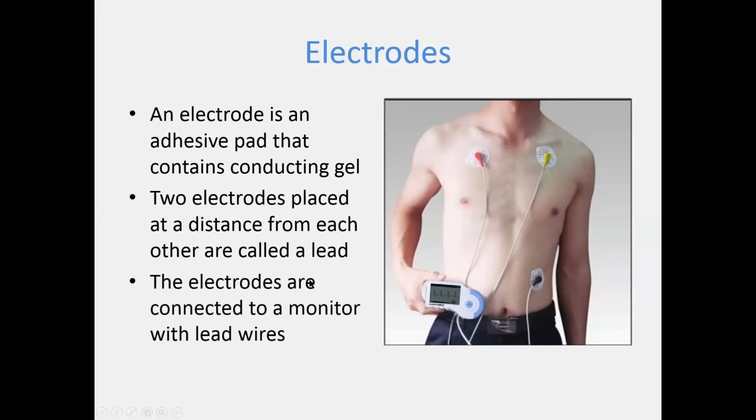And then the electrodes are connected to a monitor with lead wires. This happens to be a portable monitor, often called a Holter monitor. Holter is a brand of a portable monitor. And sometimes it's hooked to a bedside monitor, but you're going to need these lead wires that are going to hook up to the monitor to be able to see the EKG tracing.